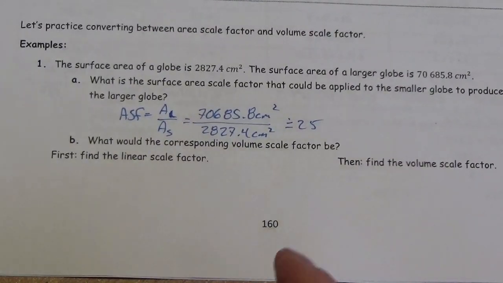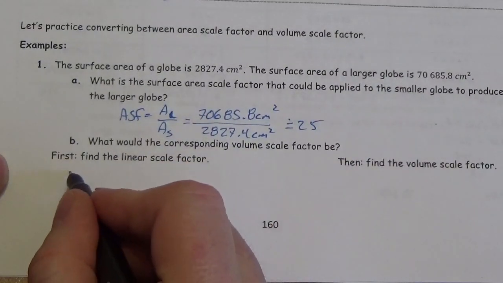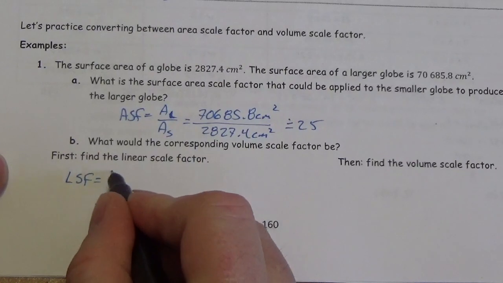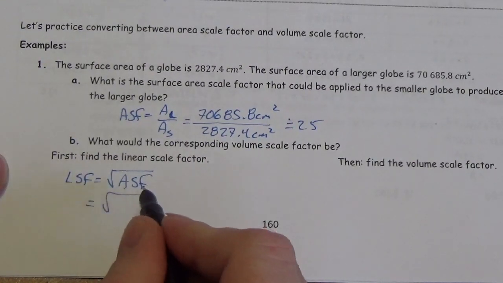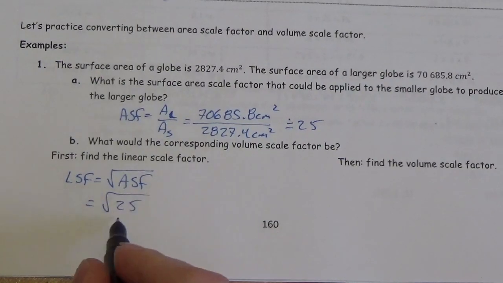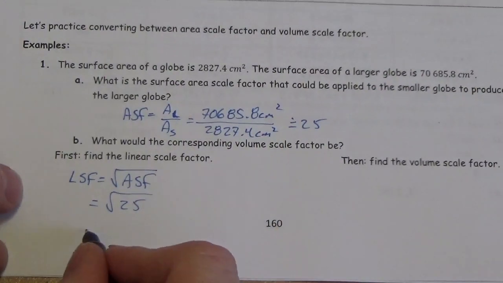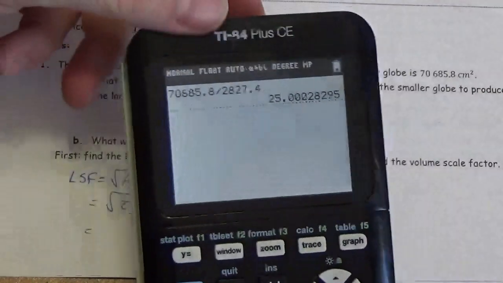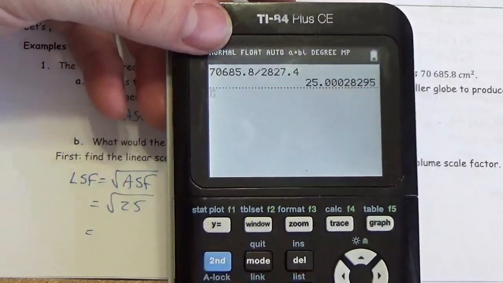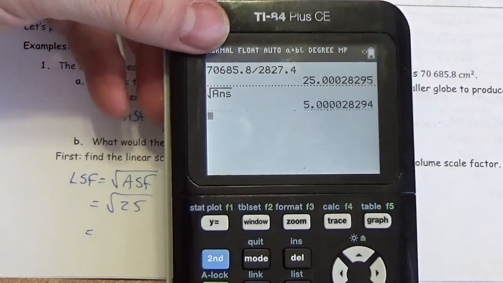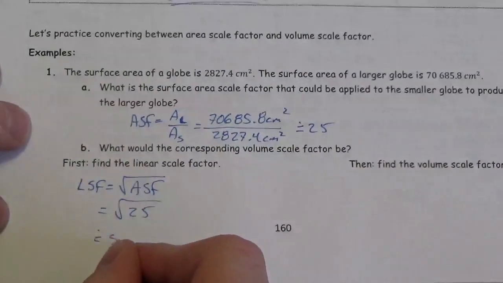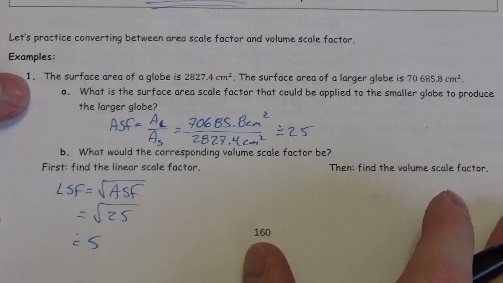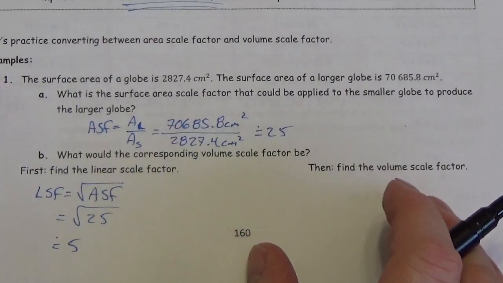Well, the first thing we're going to do is take this back to the linear scale factor, and the linear scale factor, remember, will be the square root of the area scale factor. So that's going to be the square root of a number that's approximately 25. I know that my answer is going to be basically 5, but I'm going to go here anyway and take the square root of that answer, and it's 5.000. Okay, so that's close enough. That's approximately 5.